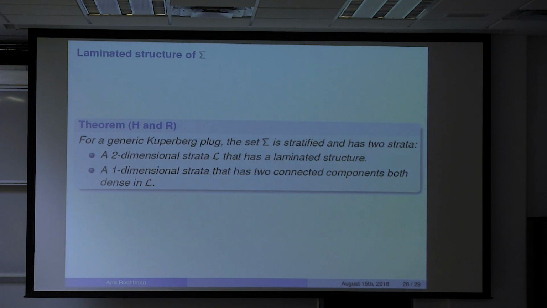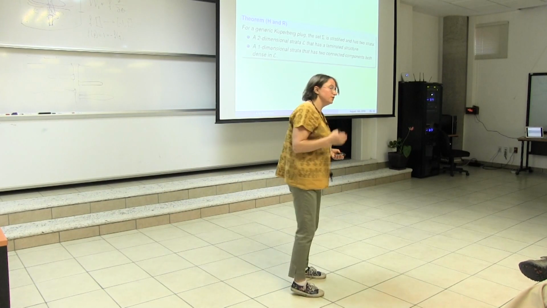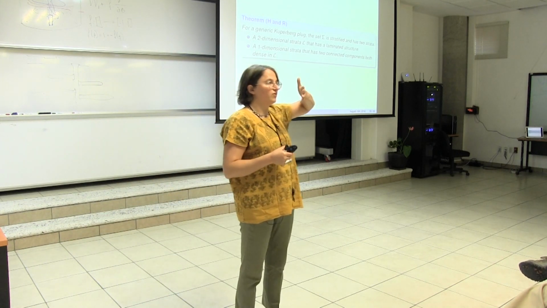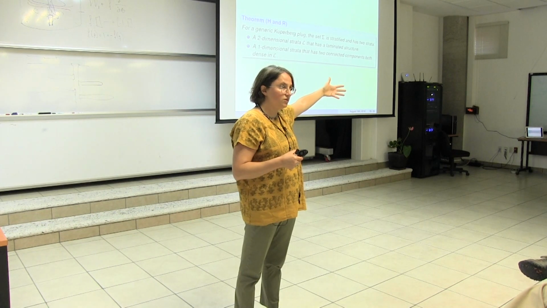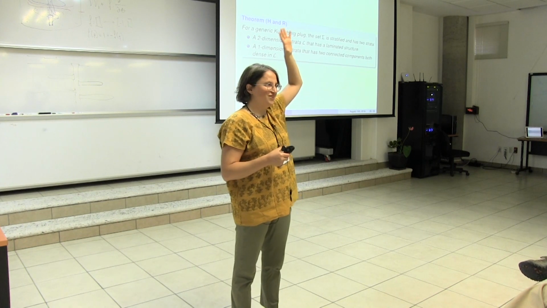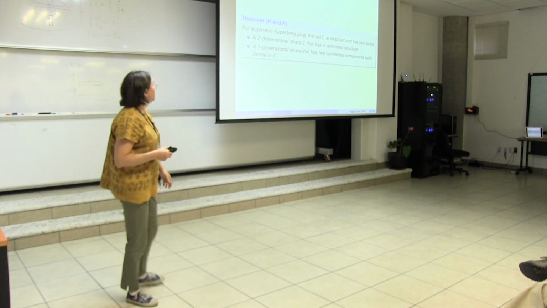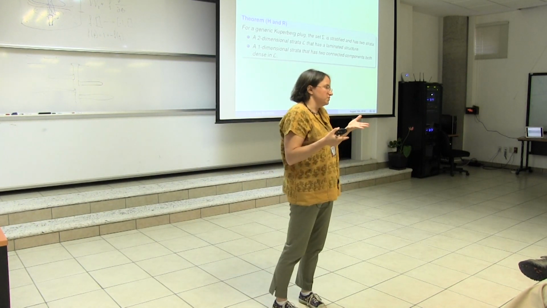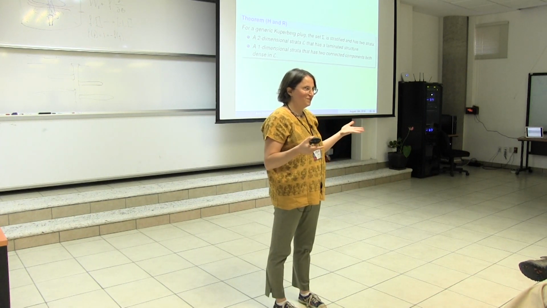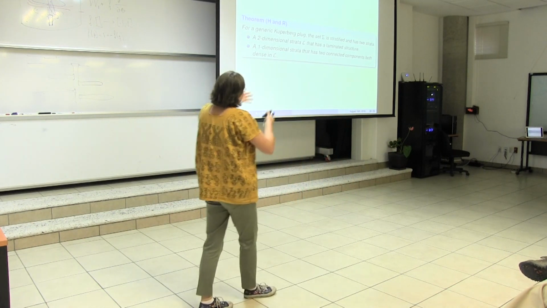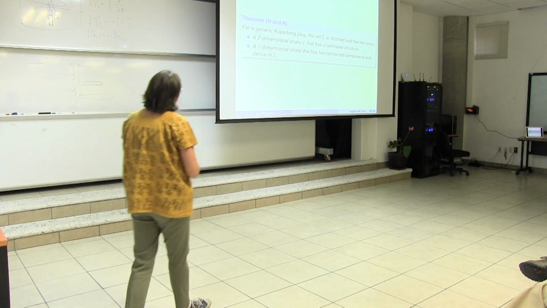So to put it all together, if you have a generic Kuperberg plug, the minimal set is two-dimensional, and it looks like a stratified set. It has this two-dimensional strata, which you can think of as the internal part of the cylinder. That gives you a nice lamination, and we can give charts for it, all explicit. And then you have these two special orbits that give you a one-dimensional strata. And since it's minimal, it has to be dense in the two-dimensional strata.